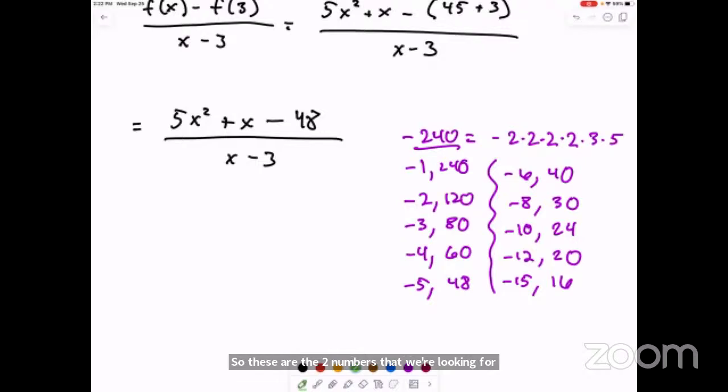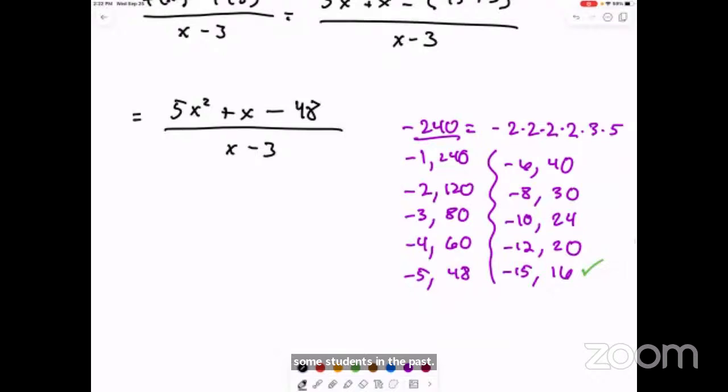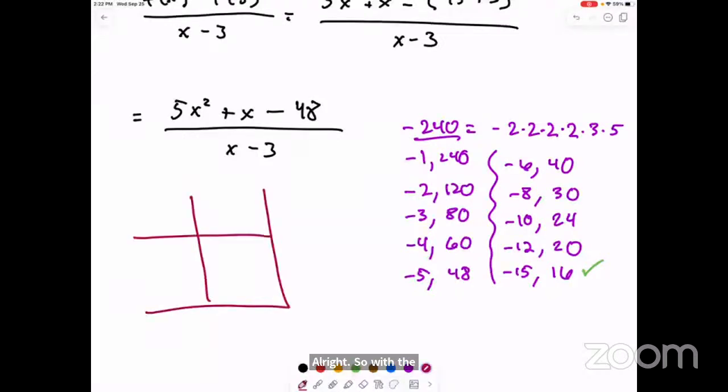So now we're ready to factor. Now I'm going to use this thing called the box method. I think I got it from some students in the past. Let's do this color. All right. So with the box method, the upper left-hand corner goes our leading term.